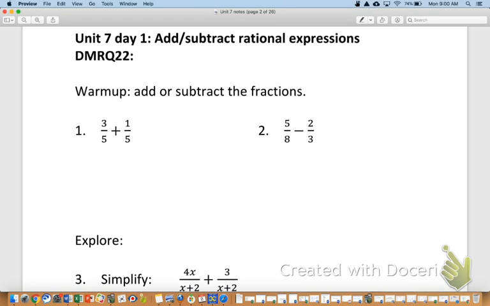How about a little warm up? Will you guys try numbers 1 and 2, please? Numbers 1 and 2. Adding and subtracting the fractions.